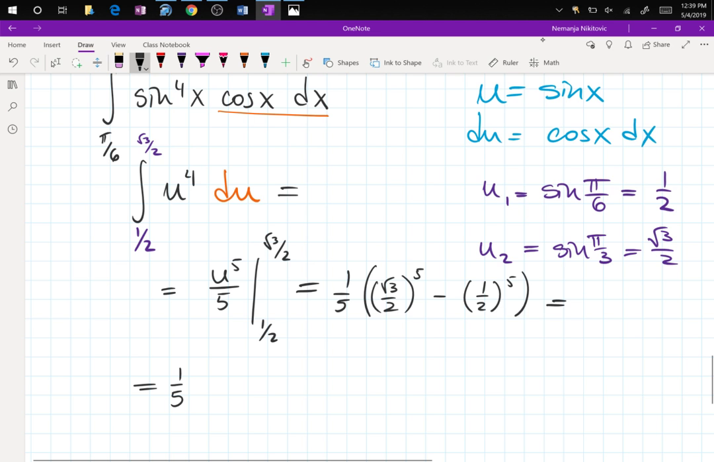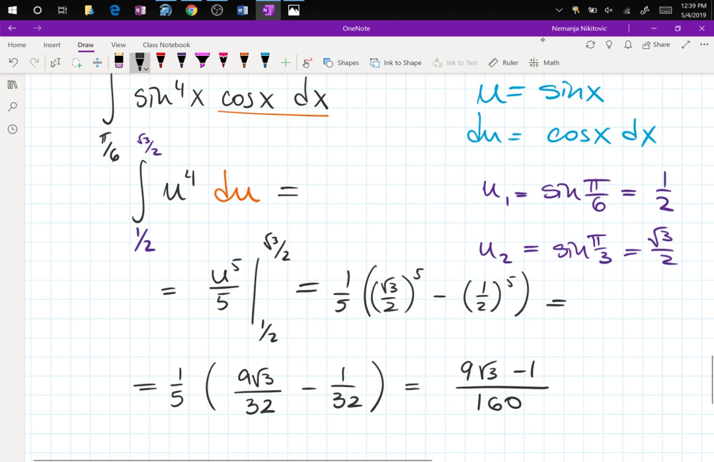One-fifth, I have 9 root 3 divided by 32 minus 1 over 32 when I compute these fifths. And finally, this is 9 root 3 minus 1 divided by 160, because 32 times 5 is 160.